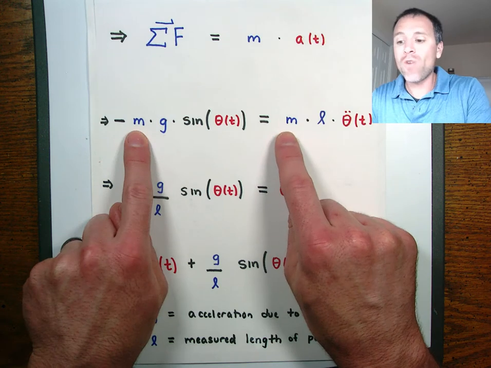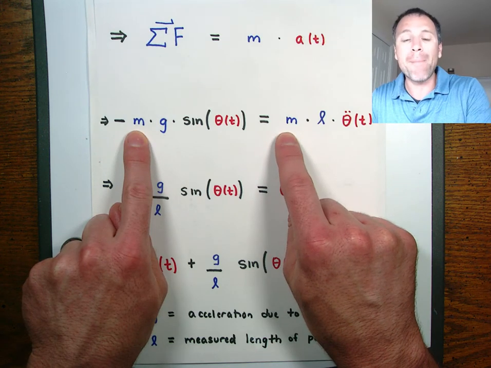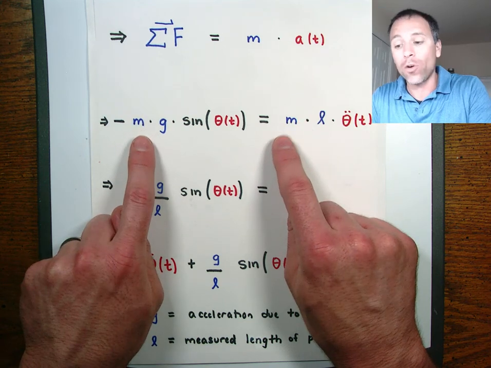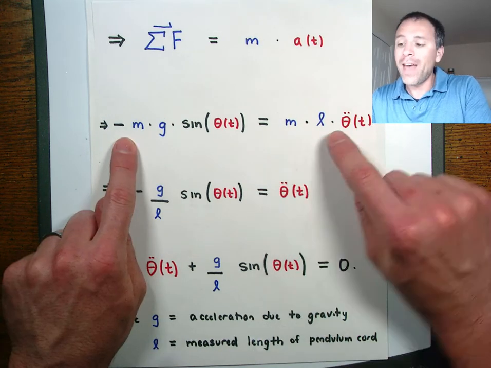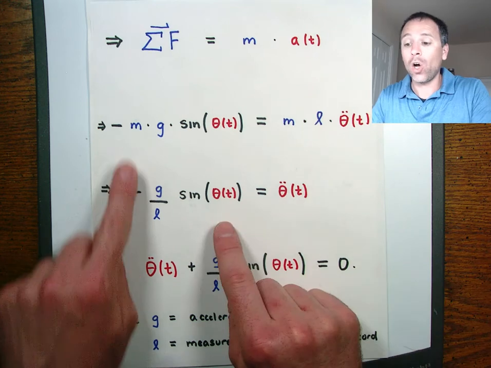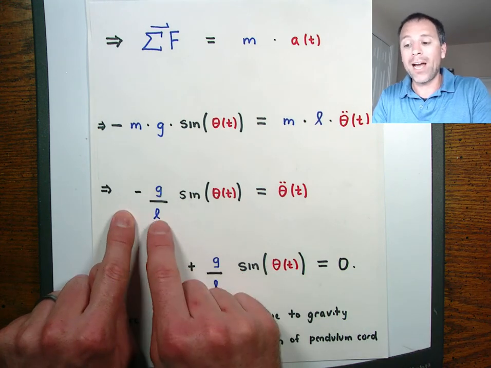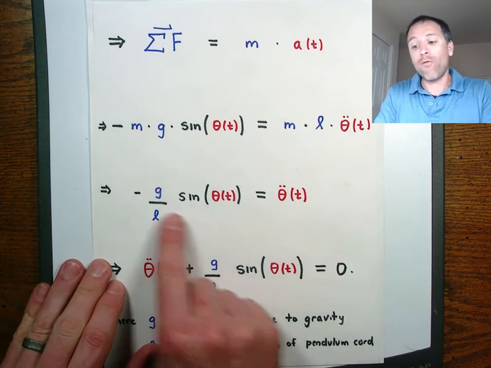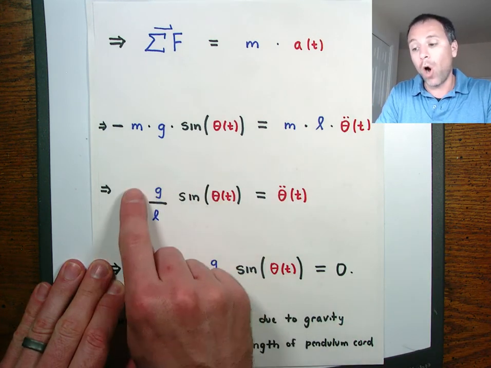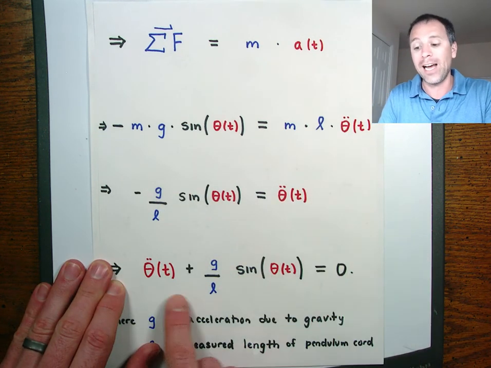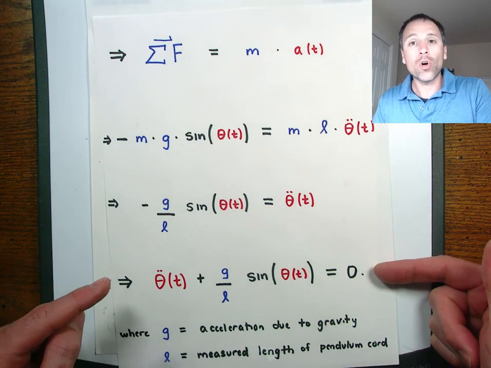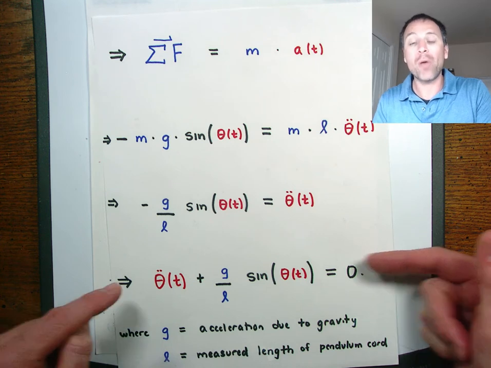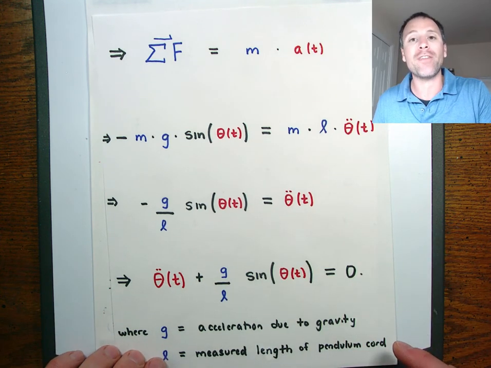The left and right-hand side of this equation both have m. M is a mass, which we assume is non-zero. We can cancel those out, or divide both sides by it. Not only that, but we can divide both sides by L, which leaves negative g divided by L times the sine of theta equal to the second derivative of theta of t. If we bring this entire term over to the right-hand side, this is the second order nonlinear ordinary differential equation for the motion of my pendulum in terms of my function theta of t.